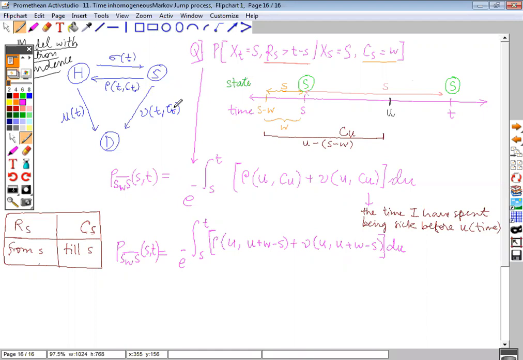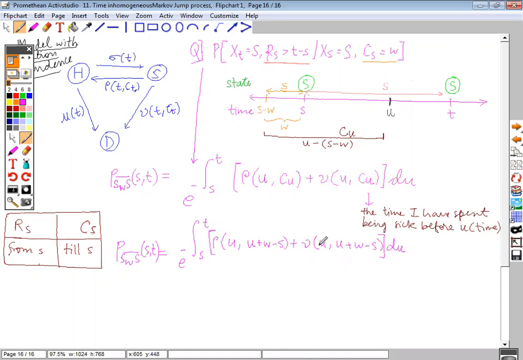And the change that we have done is we have incorporated the information that we know for sure that we are sick not only at time S, but we are sick from W time period before S. So first we wrote the same equation, but we incorporated the fact that these transition rates vary with respect to the current holding time.